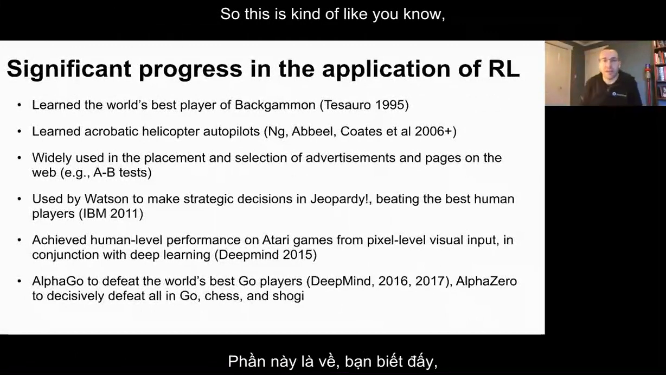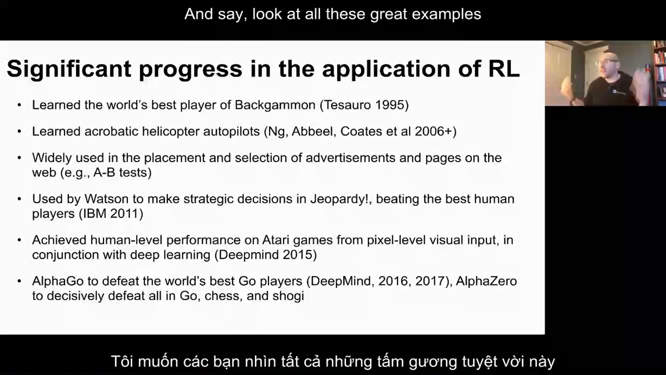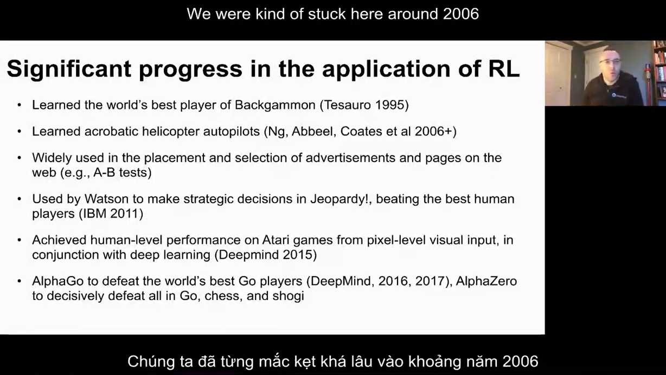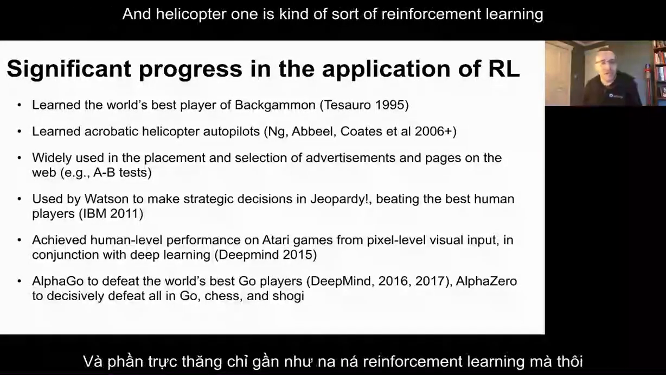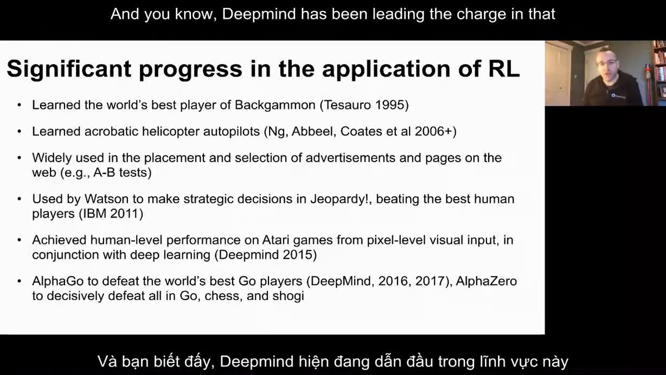So I was just a little bit negative about divergence problems with Q learning. So I want to be positive and say, look at all these great examples. There's been beautiful successes in reinforcement learning. We were kind of stuck here at around 2006 for a really long time, where the best we had was backgammon and helicopters. And the helicopters one is kind of sort of reinforcement learning. But then things really picked up momentum and DeepMind has been leading the charge in that.